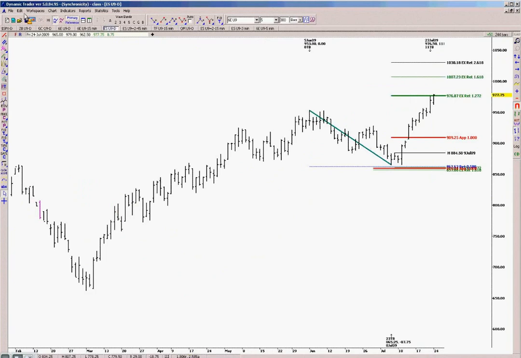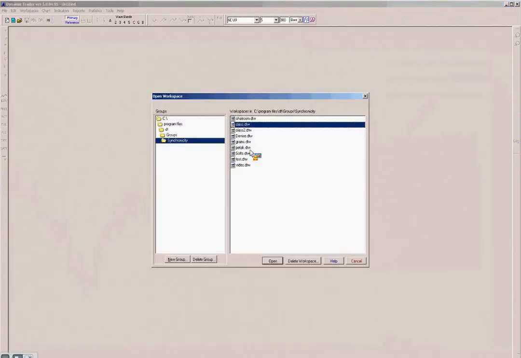Oh, sugar was a great chart. I want to show you that one. Let's see if I can open, save the workspace.